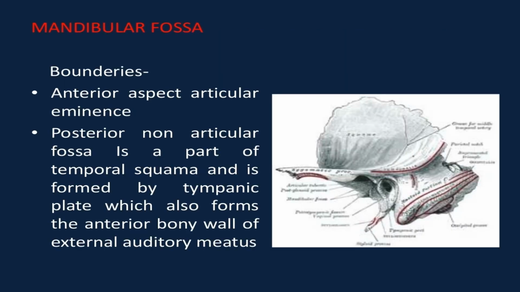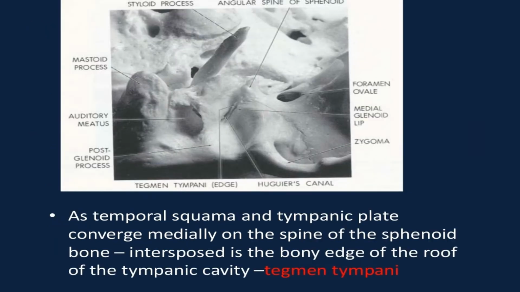Mandibular fossa boundaries: anterior aspect, articular eminence; posterior, the non-articular fossa, which is a part of the temporal squama and is formed by the tympanic plate, which also forms the anterior bony wall of the external auditory meatus. As the temporal squama and tympanic plate converge medially on the spine of the sphenoid bone, interposed is the bony edge of the roof of the tympanic cavity, the tegmen tympani.